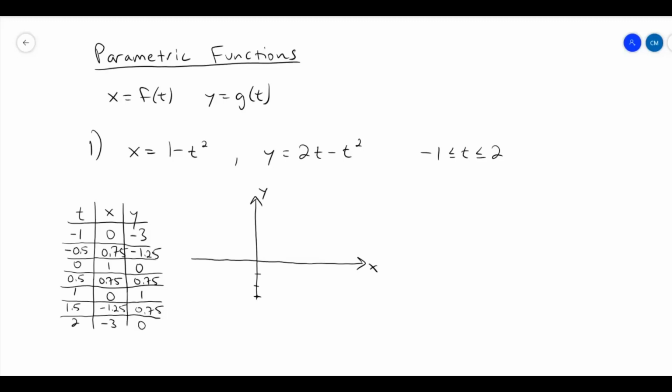Then as t increases, we have a new point, 0.75 and -1.25, right? In fact, I'm going to try to exaggerate this a little bit better. I'm going to make this bigger.